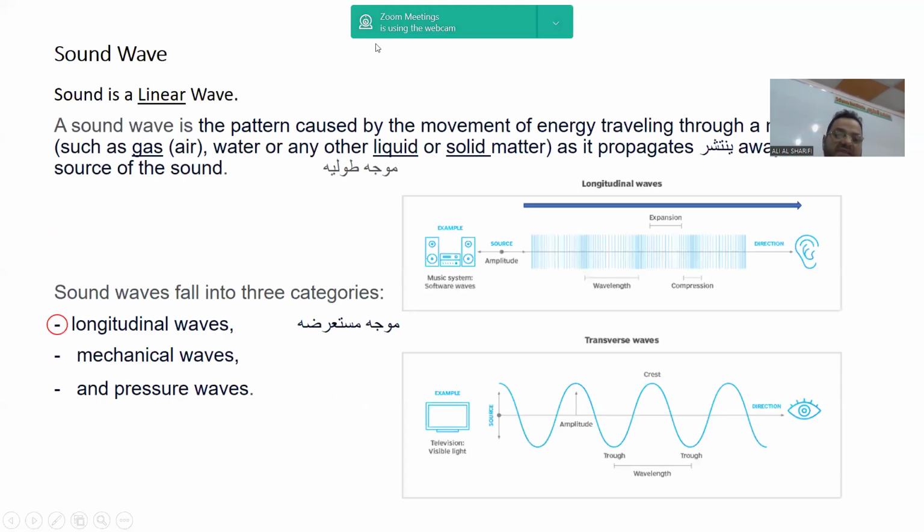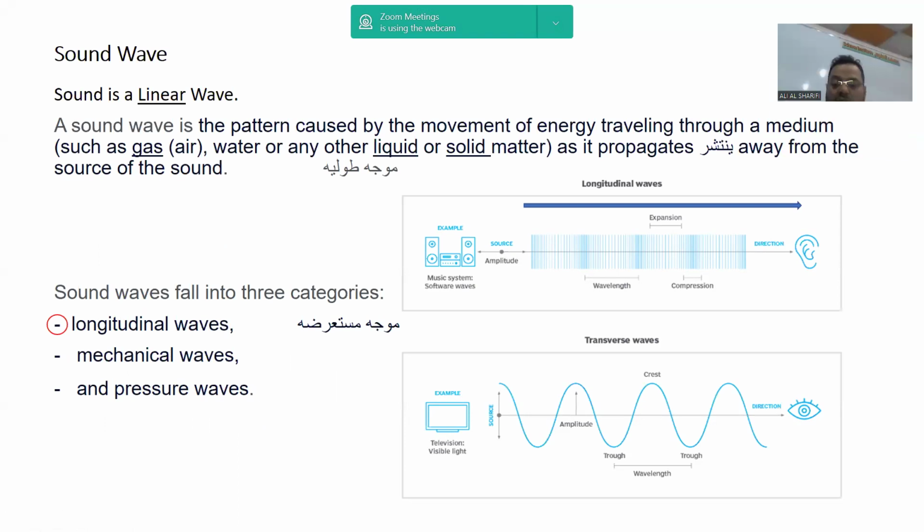Let's start from sound wave. Is it a linear or non-linear wave? Actually, it's a linear wave. Let me say a sound wave is a pattern caused by what? Caused by movement of energy. This energy is traveling through a medium. That means the sound wave needs a medium to move, to jump from the source to your ear.